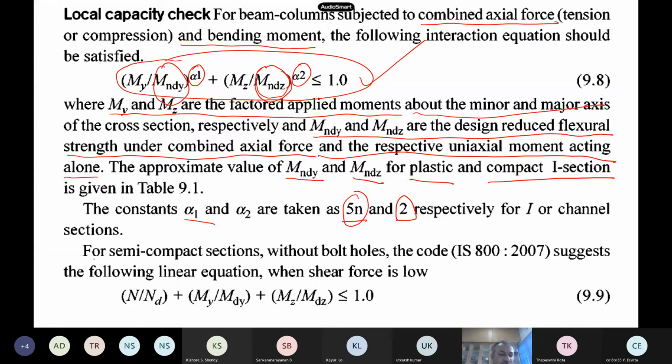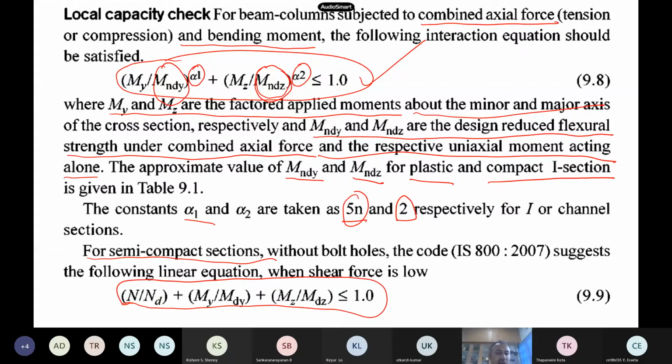Now if we have a semi-compact section without holes, we can use a linear equation. It is just a linear equation: N by Nd plus My by Mdy plus Mz by Mdz, so there is no Mndy here. Mdy and Mdz you just calculate from the beams, whatever we studied for beams, and Nd you calculate from your column. So this is an interaction equation.